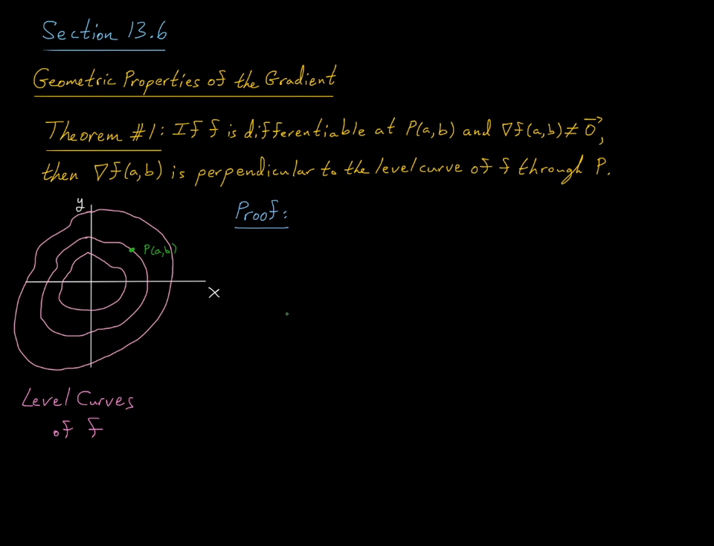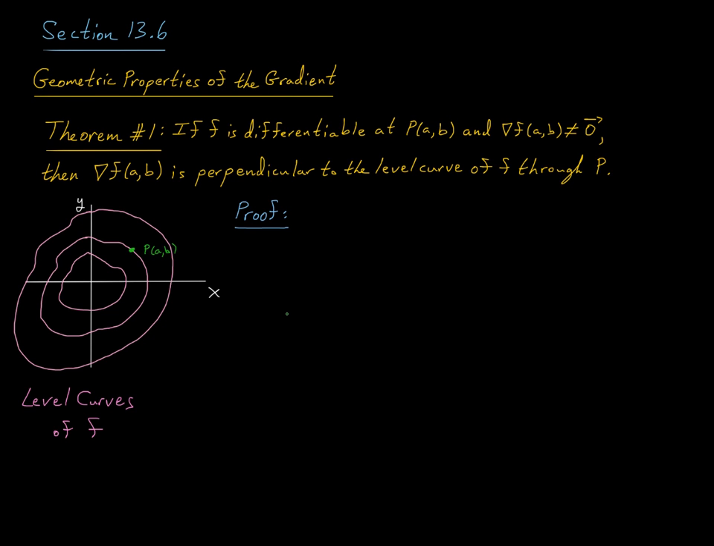Alright, in this video in section 13.6 we're going to look at some of the key geometric properties of the gradient vector. And in the last video we looked at question number 4 and we saw that the gradient vector at a point was perpendicular to the level curve of our function that passed through that point. And I had said that that was a generalizable result.